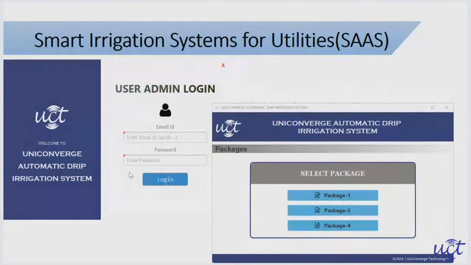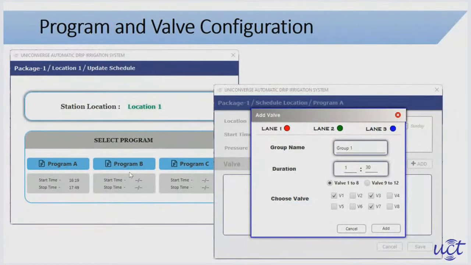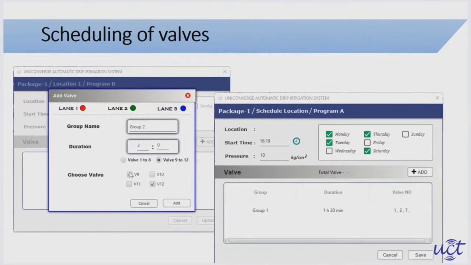Here you have to select where you want to do the irrigation. There are packages, and under the packages the location can be set, and from there you can select which program you want to add. It supports 3 irrigation programs. And there you can choose which valve you want to operate, at what duration and what time. You can just feed in the time and the schedule, and it will work accordingly.